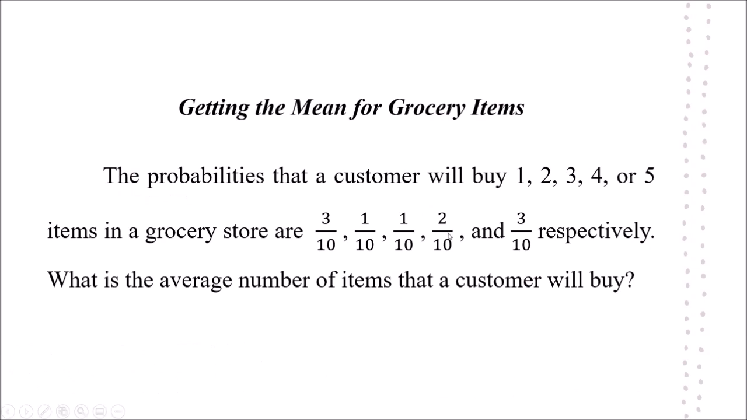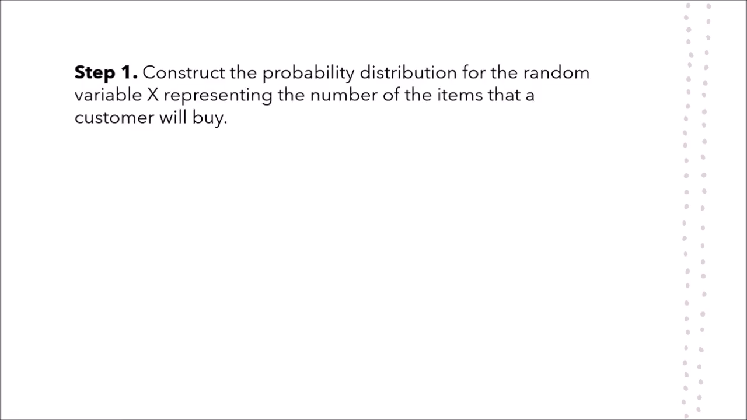So let's try to do this activity in finding the mean for grocery items. The probabilities that a customer will buy 1, 2, 3, 4, or 5 items in a grocery store are 3 over 10, 1 over 10, 1 over 10, 2 over 10, and 3 over 10 respectively. What is the average number of items that a customer will buy? To solve for the mean, let's follow the steps. The first step is to construct the probability distribution for the random variable x, representing the number of items that a customer will buy.